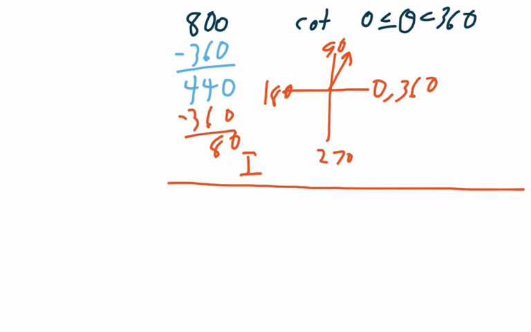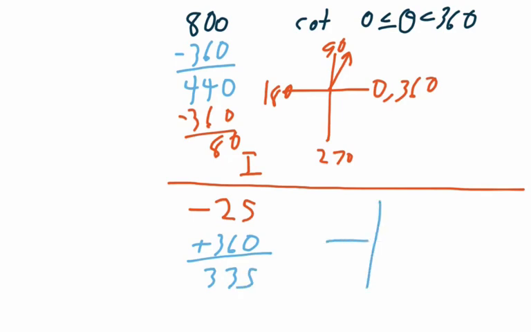Let's try this with a negative one. Let's say we have negative 25. Because it's negative, I'm going to add 360, which gives me 335. That is in between 0 and 360, and that's in between 270 and 360, so that comes down over here.